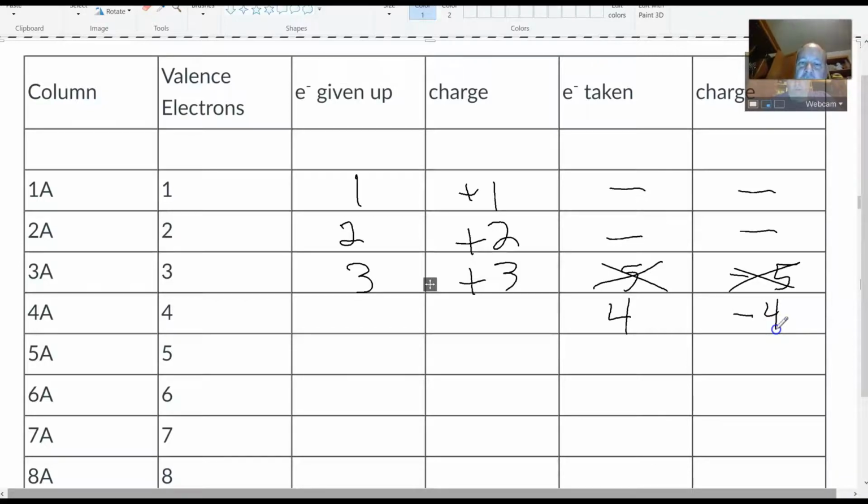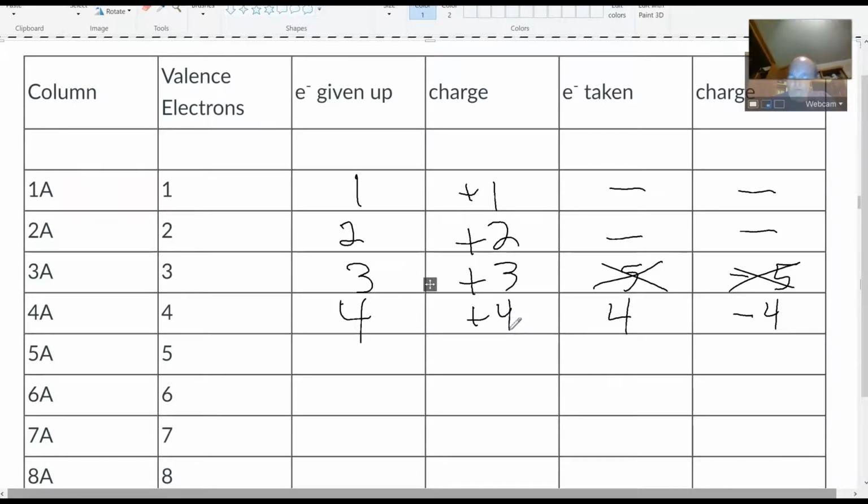Okay, and I also have some metals in column 4A. These are the things on the left side and below the zigzag line, and these are going to start with germanium, and that's below silicon, and then the elements below that, they're going to have 4 valence electrons in their outer shell, so they'll give up 4 valence electrons. And if they do that, they'll have a 4+ charge.